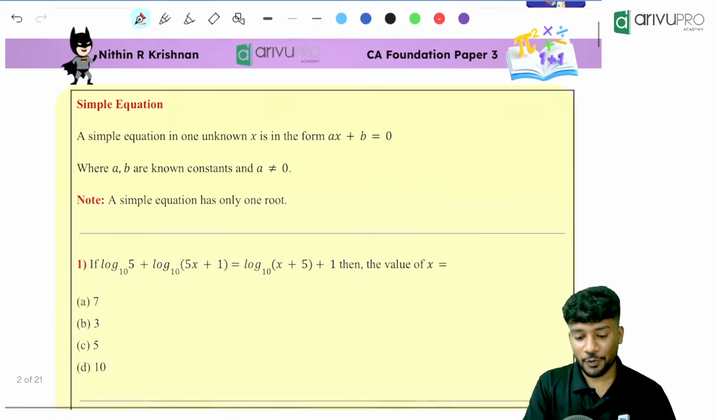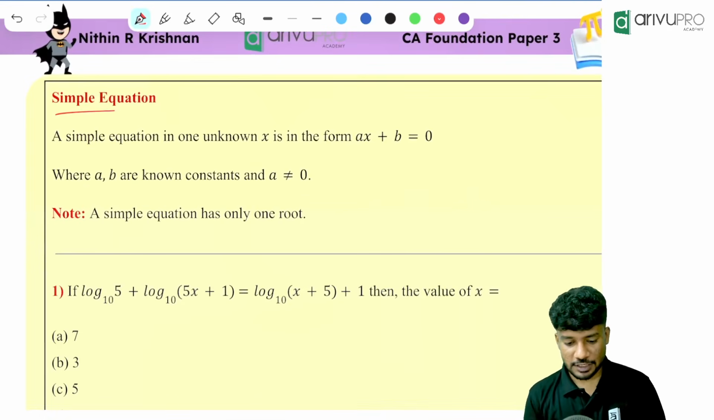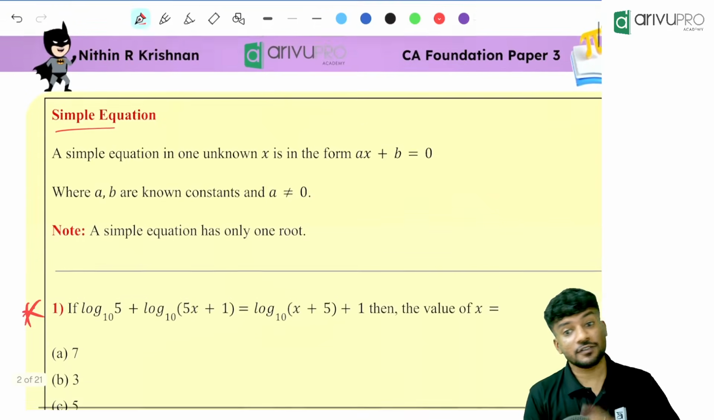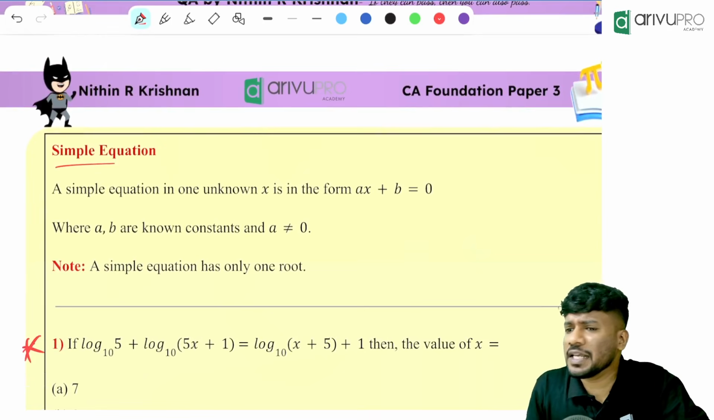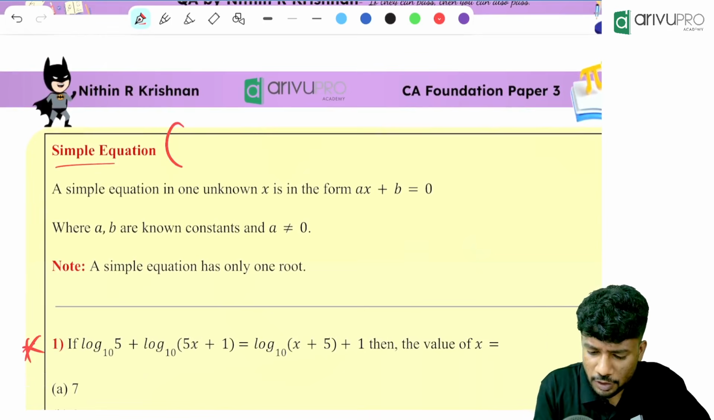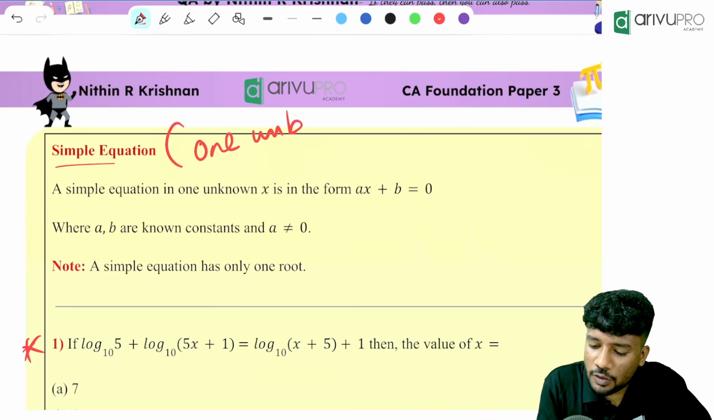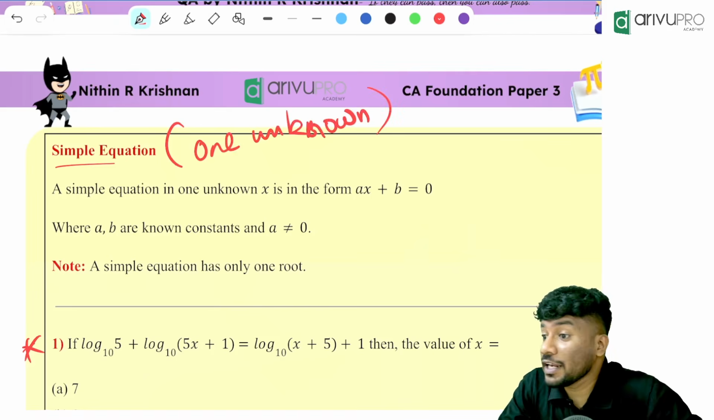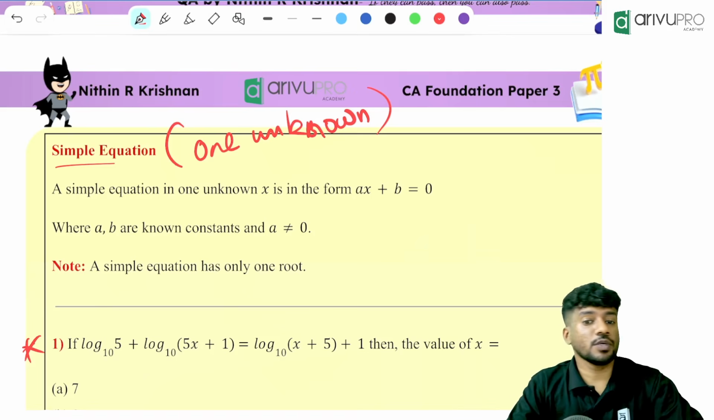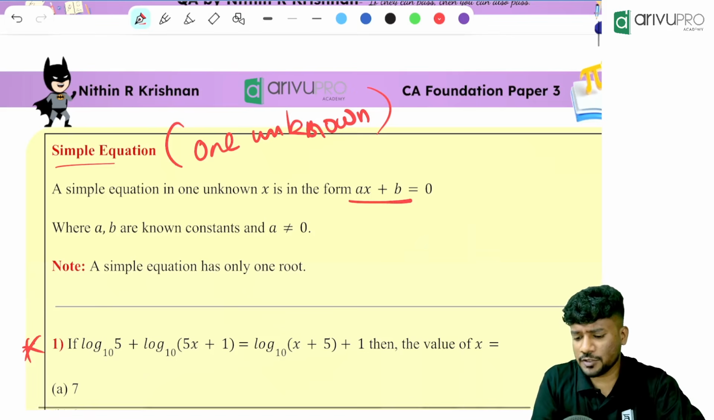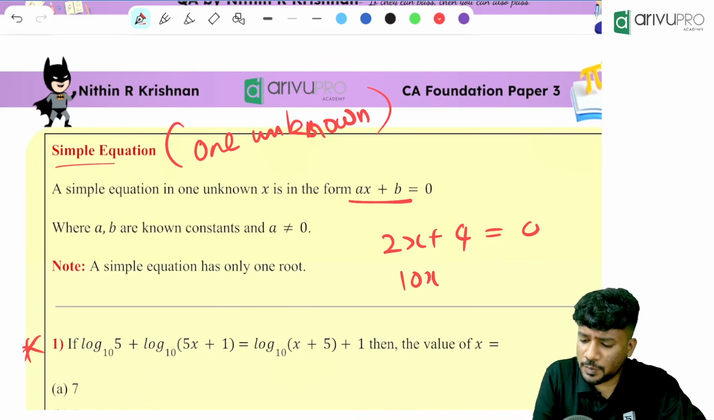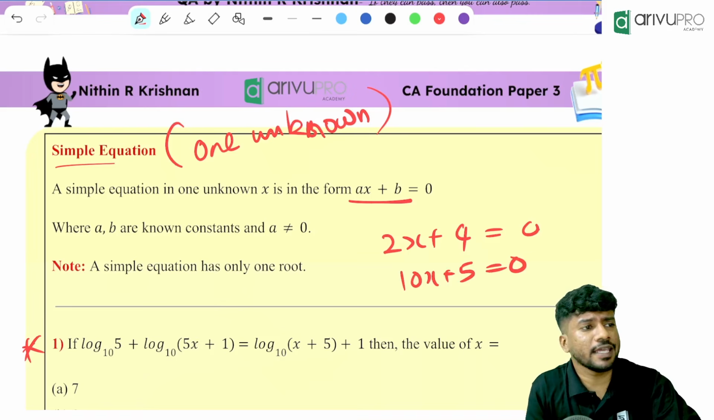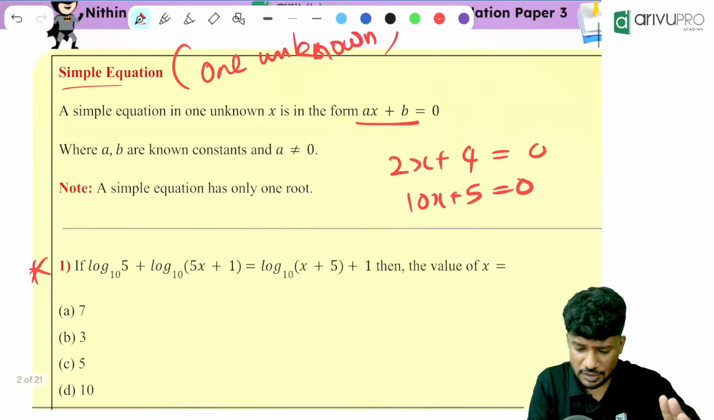Now, a simple equation. This one we will solve later, not now. With our knowledge in logarithm, we will solve the first question. Simple equation has only one unknown. Make a note of it. A linear equation with one variable is called a simple equation. Usually it will be given as ax plus b, or 2x plus 4 is equal to 0, or 10x plus 5 is equal to 0. Likewise it will be given. That is the usual way of giving questions like that.